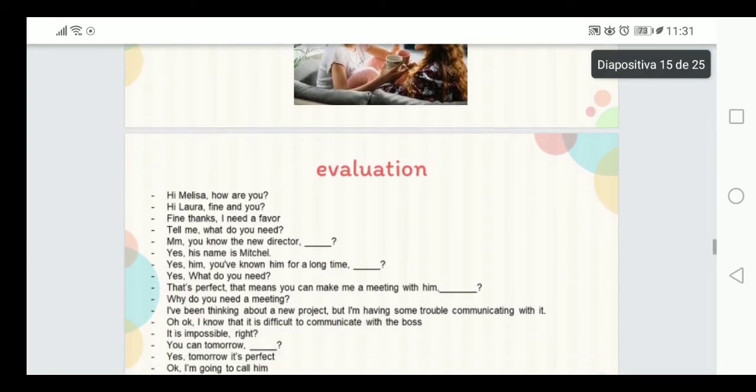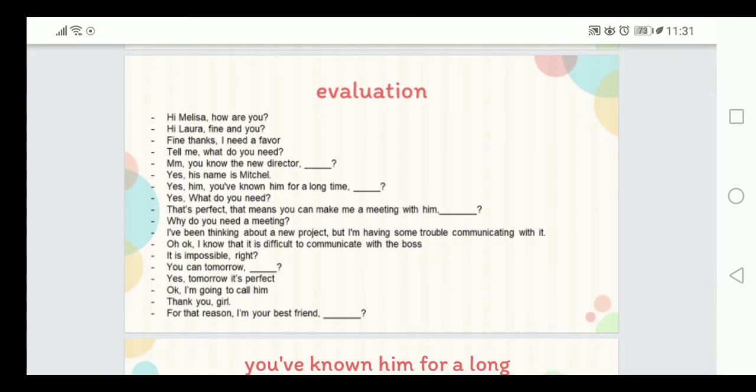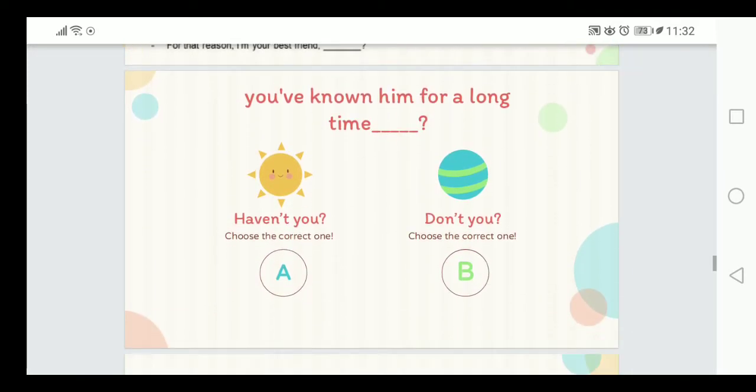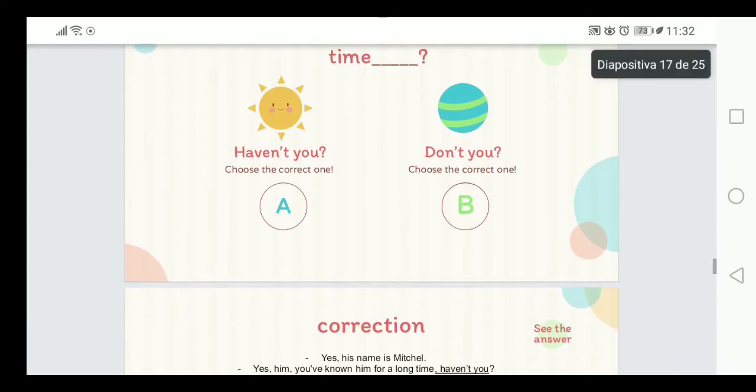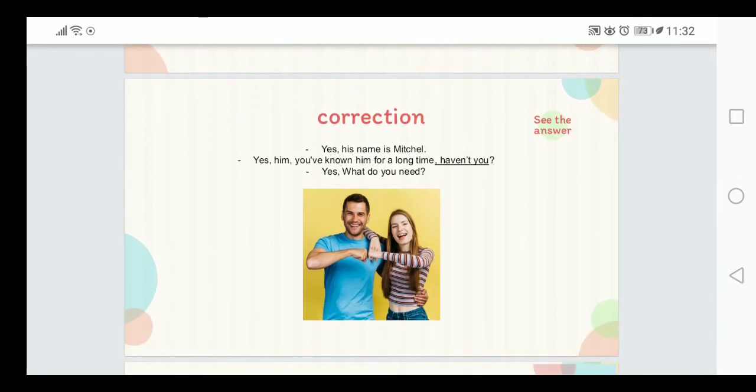Yes, his name is Mitchell. Yes, you have known him for a long time. You need to choose between A, haven't you, B, don't you. Exactly. The correct answer is A because the first statement is in present perfect. So the auxiliary is haven't. Have is the opposite of the first statement, haven't, so in negative.